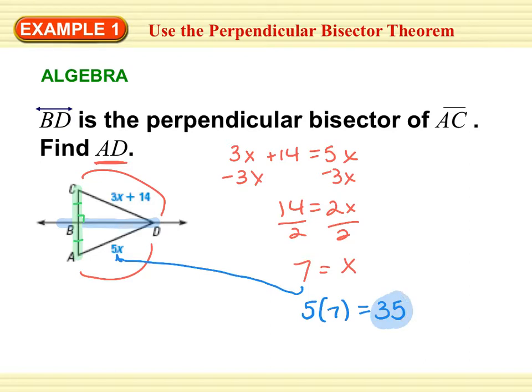So just be careful because sometimes they'll throw on something that says like this length is 15, something to throw you completely off, right? The relationship is between the two segments that connect the point on the perpendicular bisector to the end points of that initial segment.